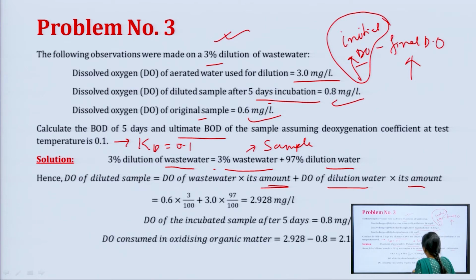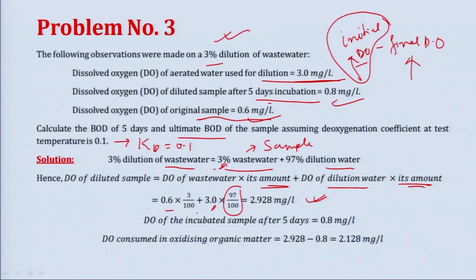What is the DO of the wastewater? The DO of the original sample is 0.6, and the amount is 3%, that is 3 by 100, plus the DO of the dilution water, which is 3, into its amount, 97%, that is 97 by 100. This works out to be 2.928 milligram per liter. So, this is the DO of the diluted sample at day 0, that is, the initial DO.